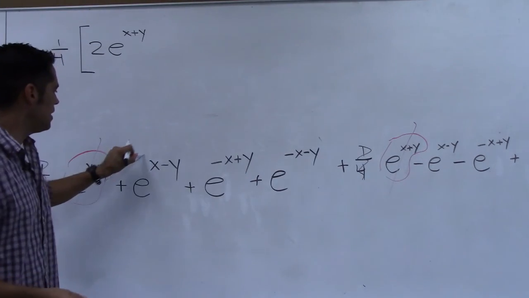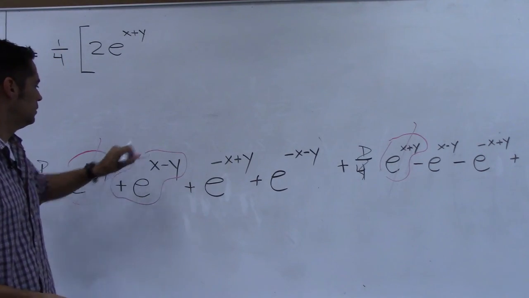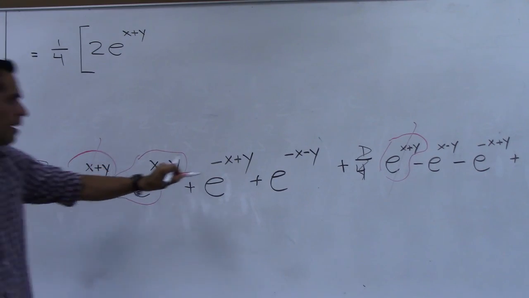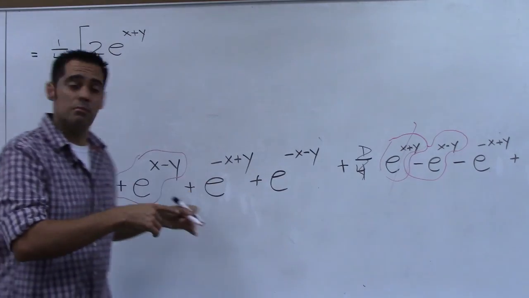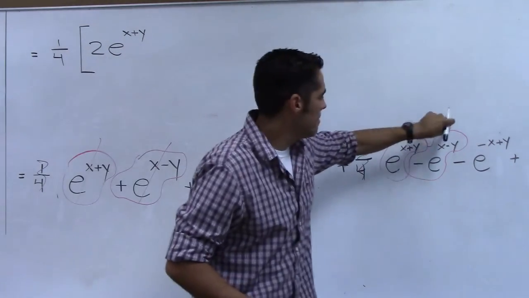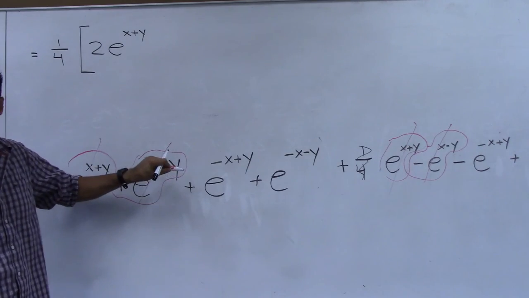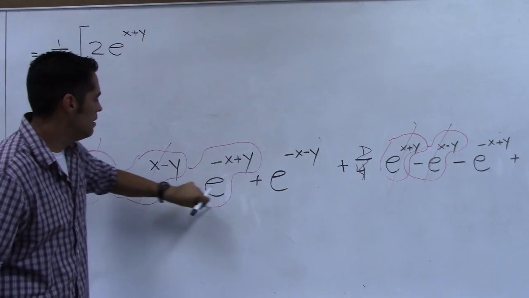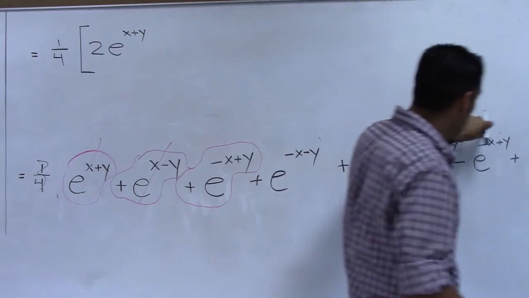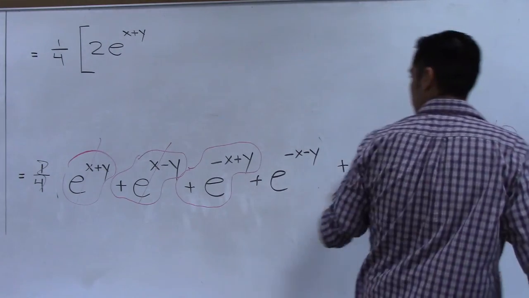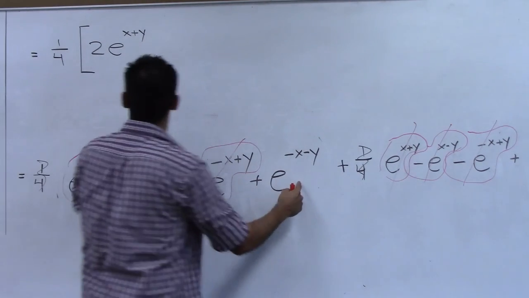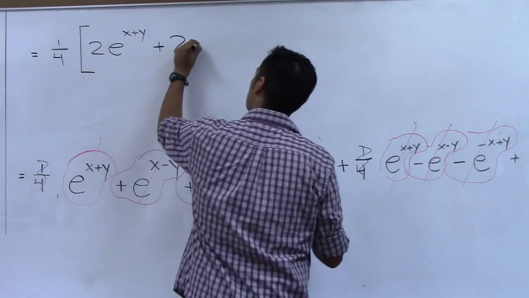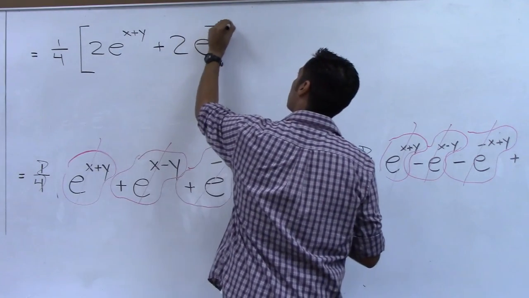How about e to the x minus y? That one here and this one here cancel each other out. So those are gone. And then same with the next one, right? e to the negative x plus y. Here's another one, minus e to the negative x plus y. Those cancel each other out. They're gone. And then the last thing I have is two of these things, right? So I put plus 2e to the negative x minus y.